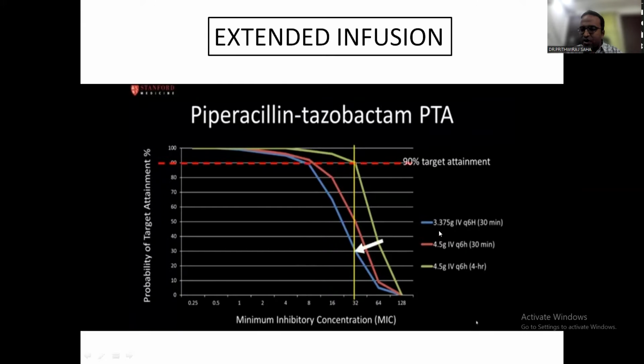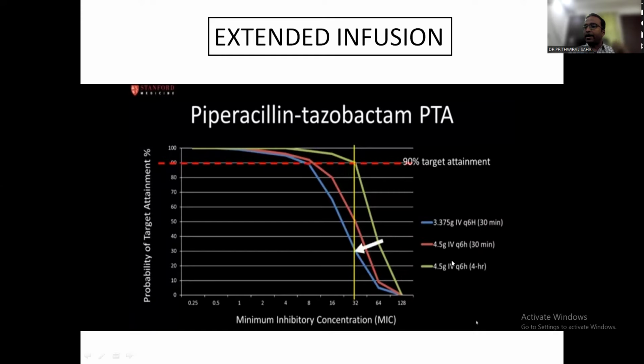When we increase the dose to 4.5 gram, it is killing up to an MIC of 8, almost 90%. Where it intersects with the 90% line, it is 8. But the beauty is, once you give it as an infusion, a 4-hour infusion, 4.5 gram IV 6 hourly, the same thing: this red line and green line remain the same.